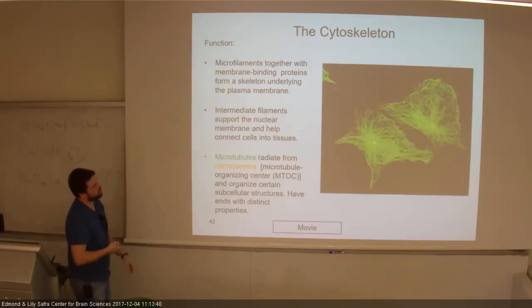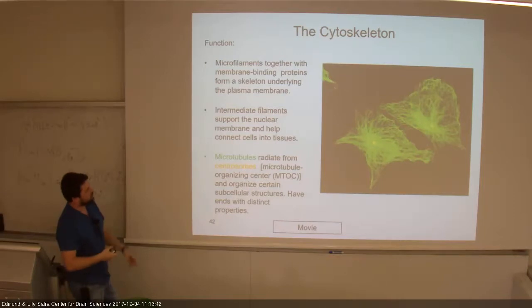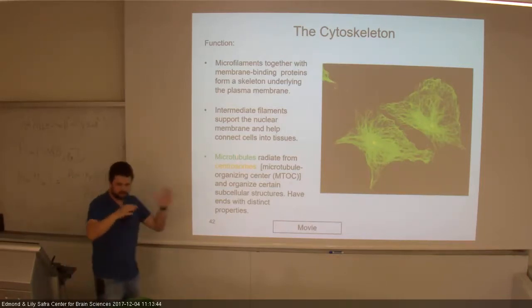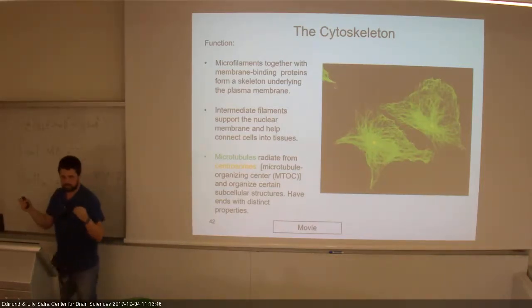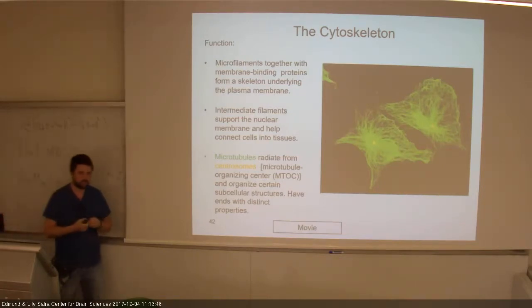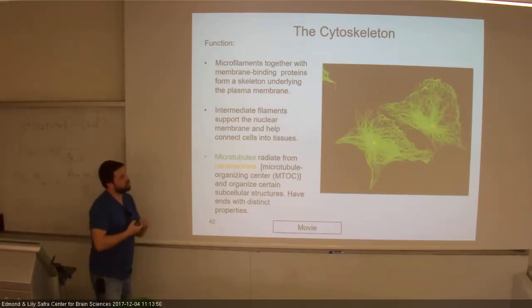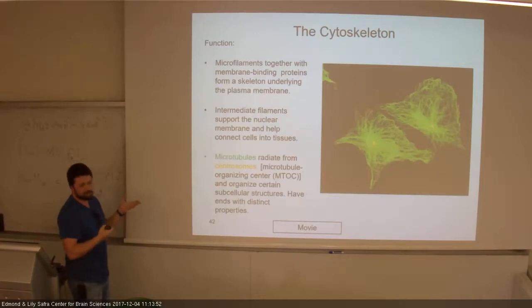So the microtubules are not just randomly distributed in the cell. They have structure. Where is the centrosome normally? In neurons, most of the time it will be in the soma, close to the nucleus. Also in these cells, a lot of the time it's close to the nucleus. No, it's not inside the nucleus, it's outside the nucleus.